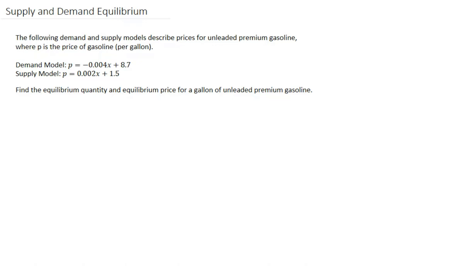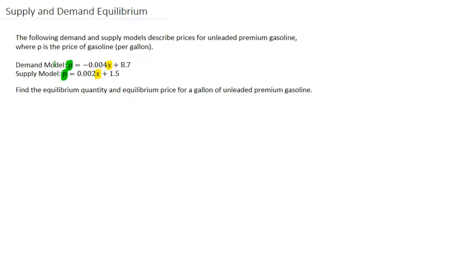Now here's the deal. The quantity is the number of gallons of gas that would be at that equilibrium point, and the price is the price for the gas. Well, the quantity in these equations is given by x, and the price is given by P. And so we have a system of two equations with two variables. We're essentially finding the point at which these two equations intersect, or the XY, or in this case XP ordered pair, where these two equations coincide. So we'll solve the system, and that'll be our equilibrium point.